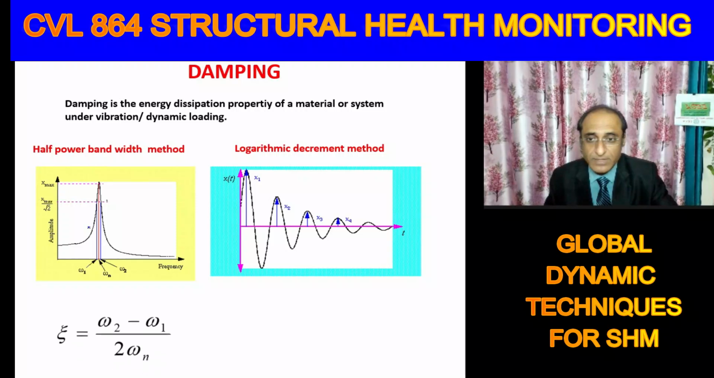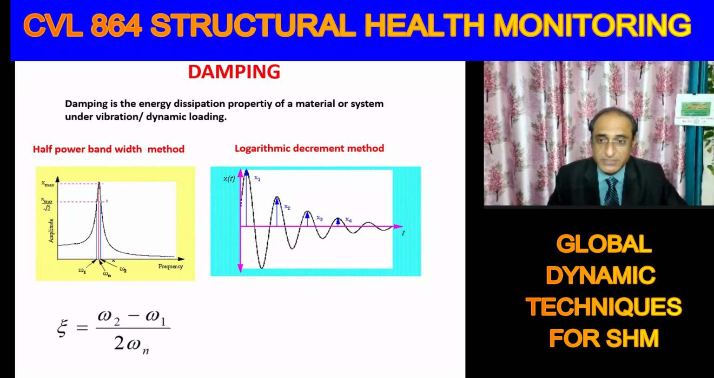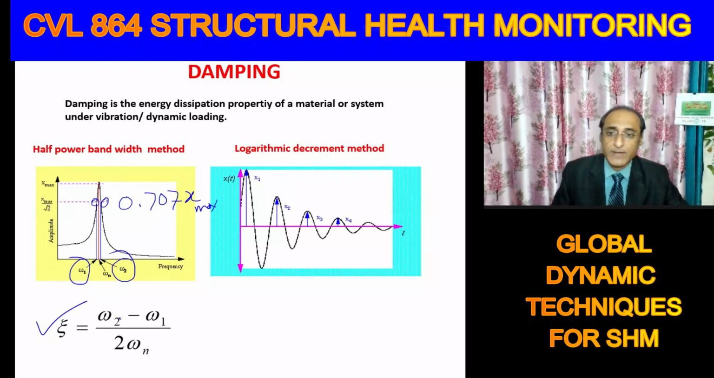Essentially, this is the half power band method you must have studied in your structural dynamics. We take the peak and draw a horizontal line at 0.707 times the peak value, that is 1 by root 2 times the peak value, and we get two frequencies, omega 1 and omega 2. Why do we call this the half power band? Because here the energy is one half of the peak energy. From these two frequencies, the difference divided by 2 times the natural frequency gives us the damping ratio.